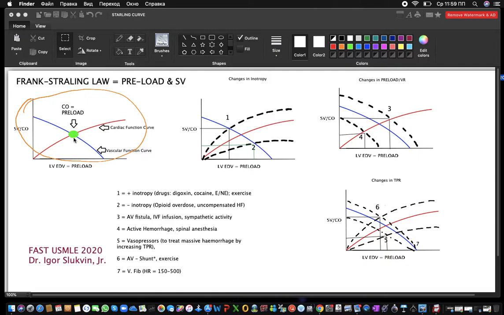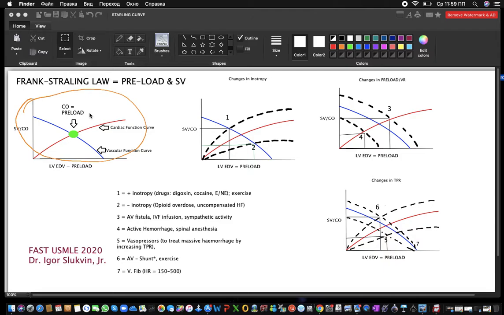And this green dot is the place we want to be, where venous return equals preload. That is 100% efficiency of blood pumping throughout the body's vasculature.